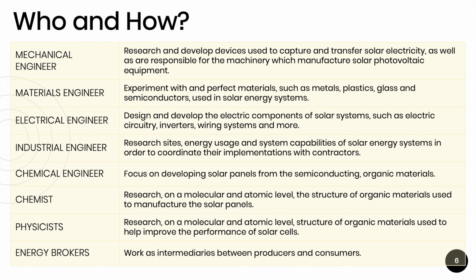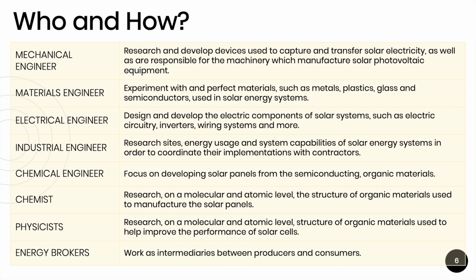So who is involved in improving the efficiency of solar panels and making them more affordable? Mechanical engineers are involved in the research and development of devices used to capture and transfer solar electricity, as well as being responsible for the machinery which manufactures solar photovoltaic equipment. Materials engineers experiment with and perfect materials such as metals, plastics, glass, and semiconductors used in solar energy systems. Electrical engineers design and develop the electric components of solar systems, such as electric circuitry, inverters, wiring systems, and more.